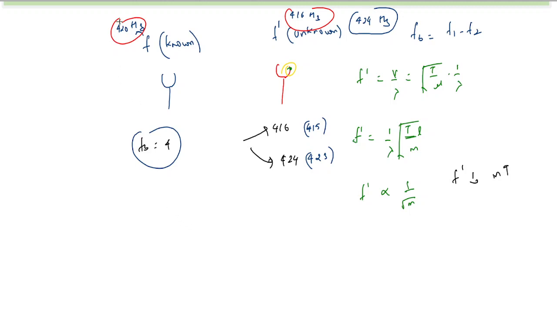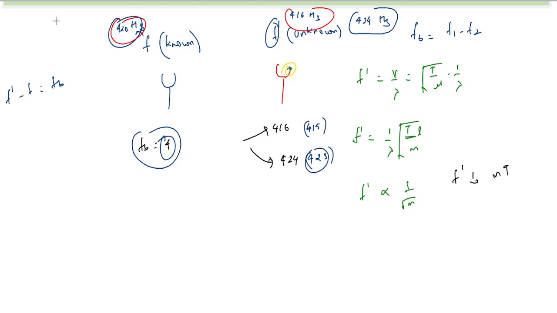Now again, if this frequency f and this f dash are sounded together, then based on beats we can tell which is greater. Suppose the beats decrease, that is, the beats become 3. It means that f dash was the higher frequency, because the beat decreased, meaning it becomes 423. In that case, we can tell that f dash minus f was the beat frequency.